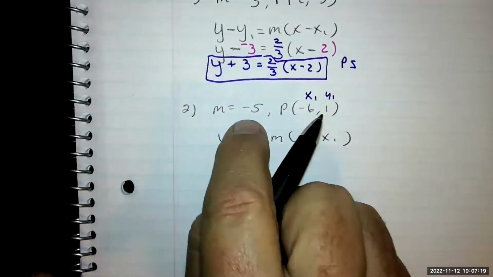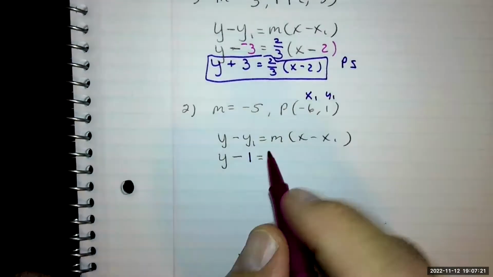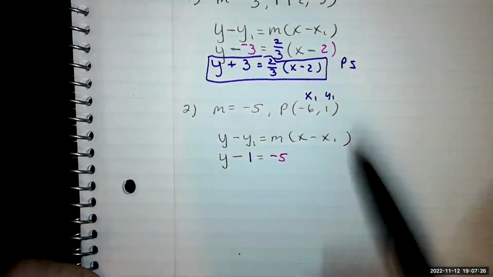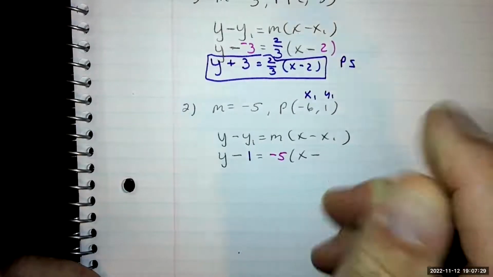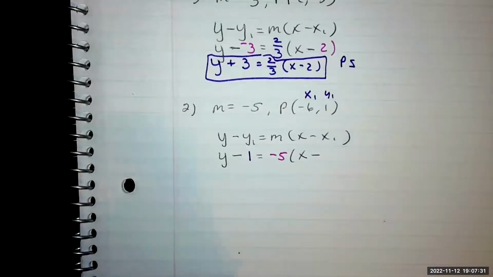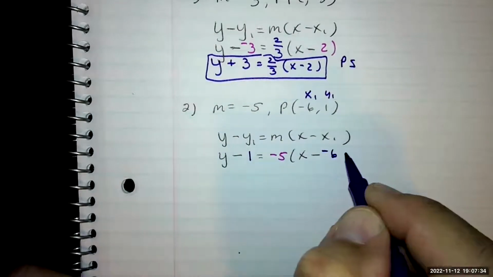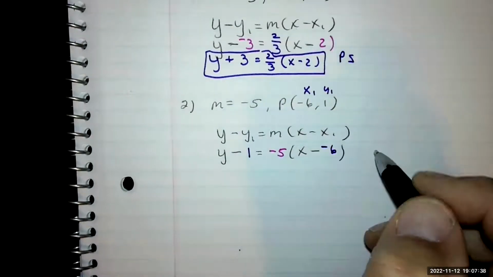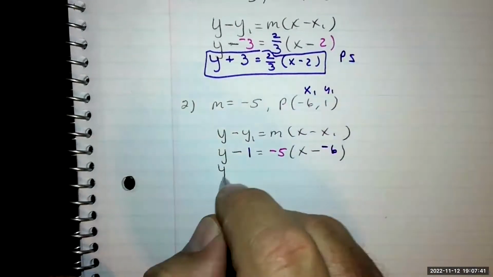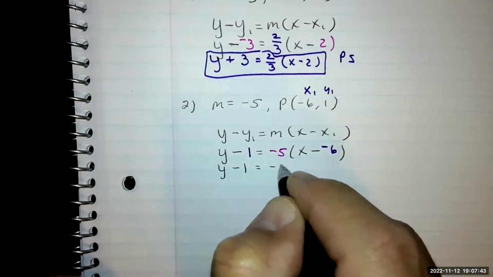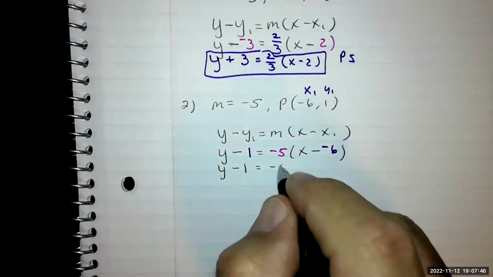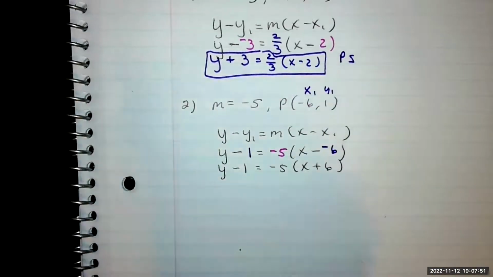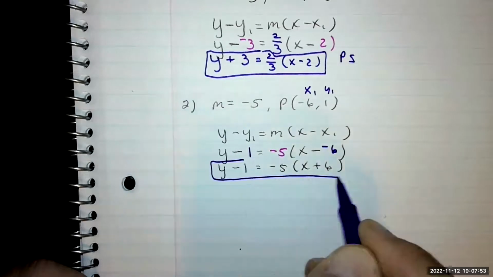My M is the slope. That's a -5. We got X minus, and my X1's a -6. So here we go. We got another double negative here. So it's -6. Remember, we're just putting these in point slope form. So here we go. Y minus 1 equals -5 times x, 2 negatives make a positive. And so that's right there. And this is my answer in point slope form.